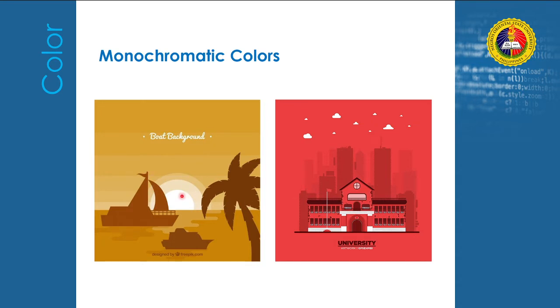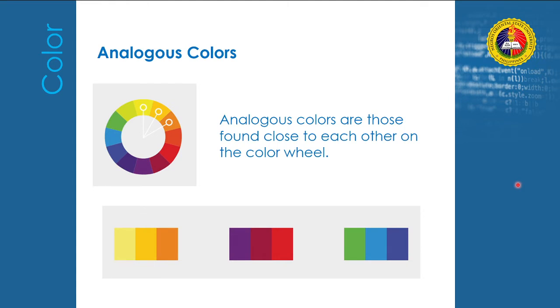So maybe the first picture is about summer, about sunset. And then in the second, since it's red, it could be Valentine's, something like that. I'm not really sure, but you get the idea, right? Depending on where you get the color. Alright, so that is monochromatic colors. Next we have analogous colors. Analogous colors are those found close to each other on the color wheel.